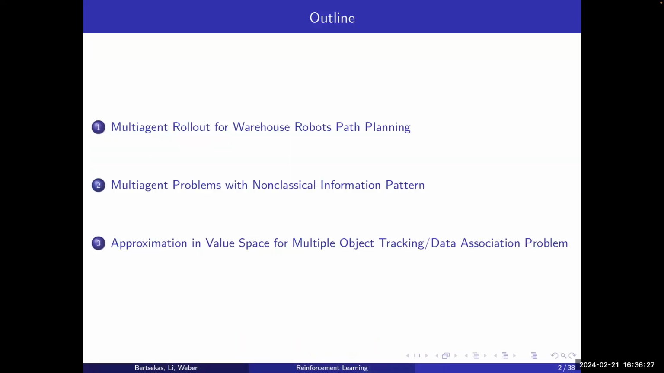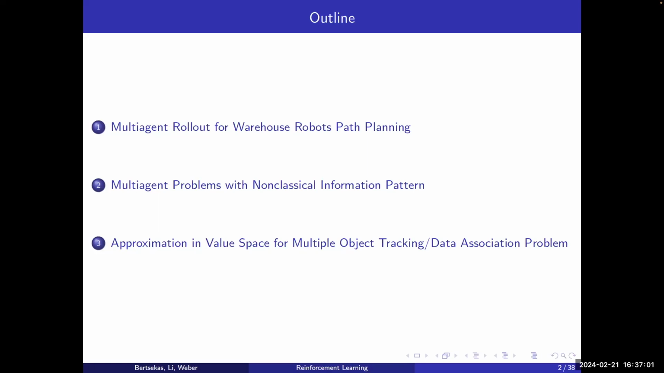As a first application, we will show how multi-agent rollout can be applied to the warehouse robots task planning problem. This is a problem that possesses the classical information pattern. After that, Jameson will share with us his research, which is a similar kind of problem but fundamentally different, in the sense that it's a non-classical information pattern problem. After that, we will take a 15 minute break.